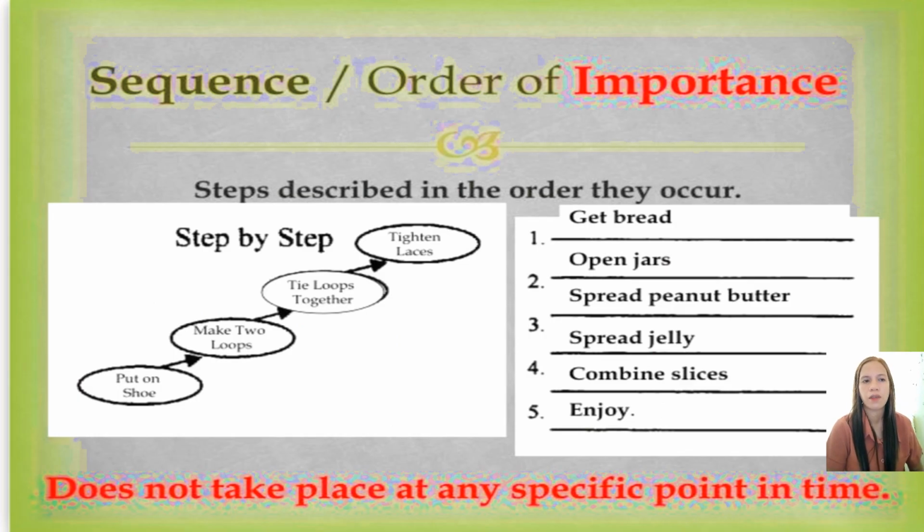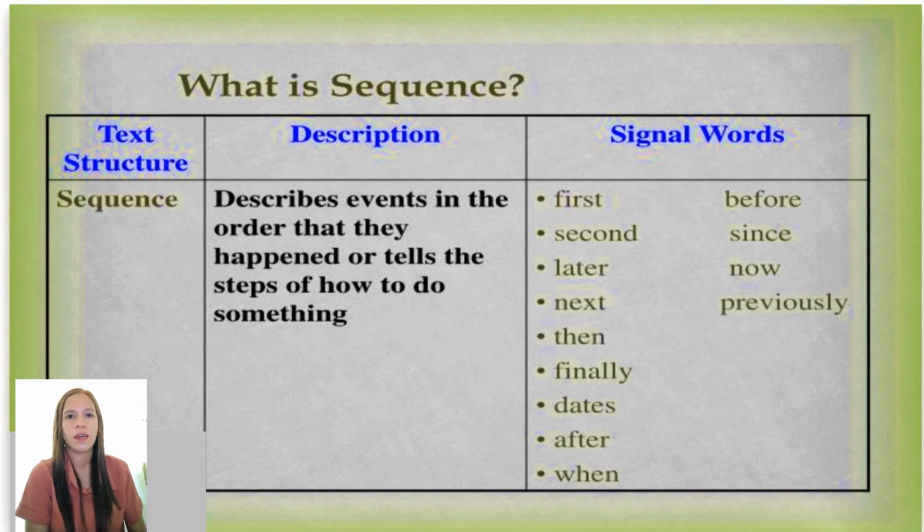The second type of text structure is the sequence, or the order of importance. It is the steps that are described in the order they occur. For example, get the bread, open the jars, spread the peanut butter, spread the jelly, combine the slices, then enjoy. Another example is the step-by-step process: put on the shoe, make 2 loops, cross the loops together, then tighten the laces. So it does not take place at any point in time. We have the description and we also have the signal words.